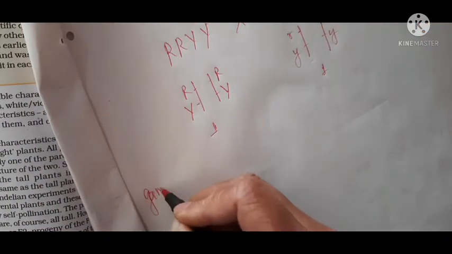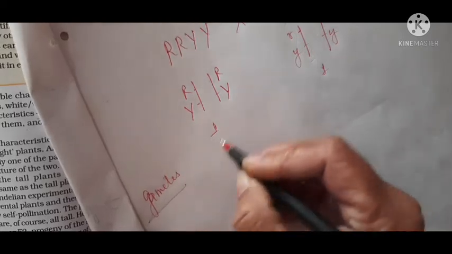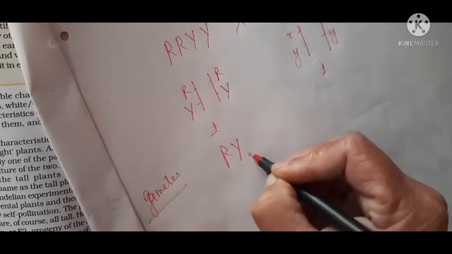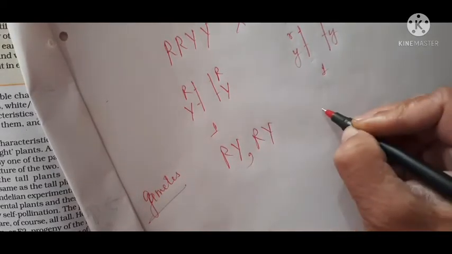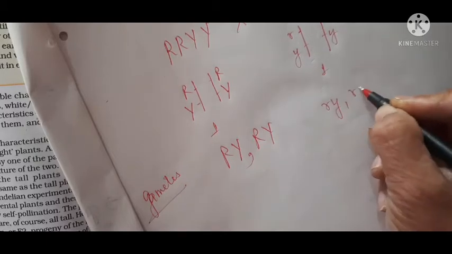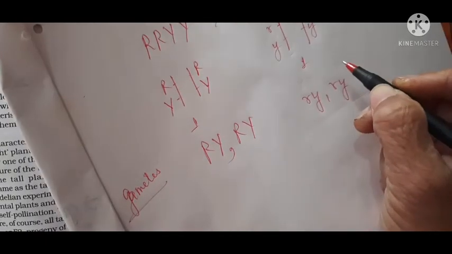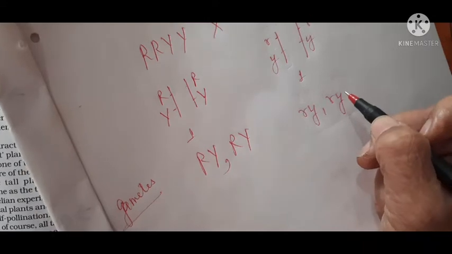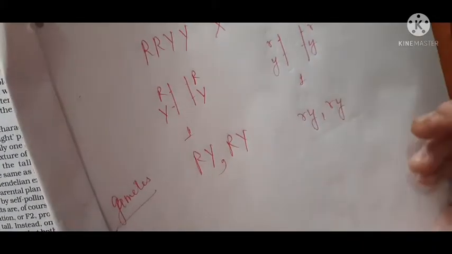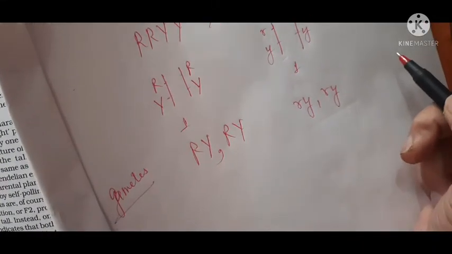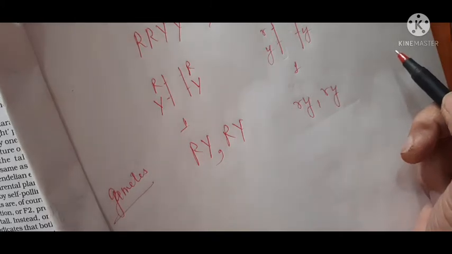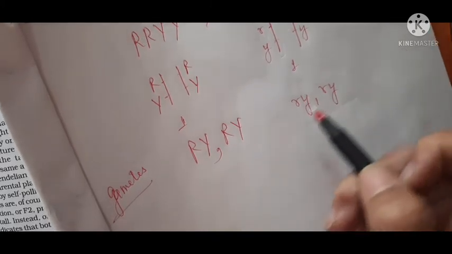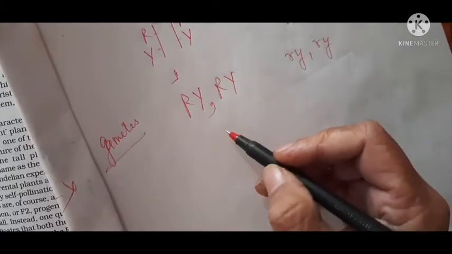Now the gametes formed. The gametes formed here are RY, RY. The gametes formed here are ry, ry. I have also explained how the gametes are formed by the process of meiosis. All this I have discussed with you in the offline class. After completing the syllabus, I will again discuss it if you have doubts.